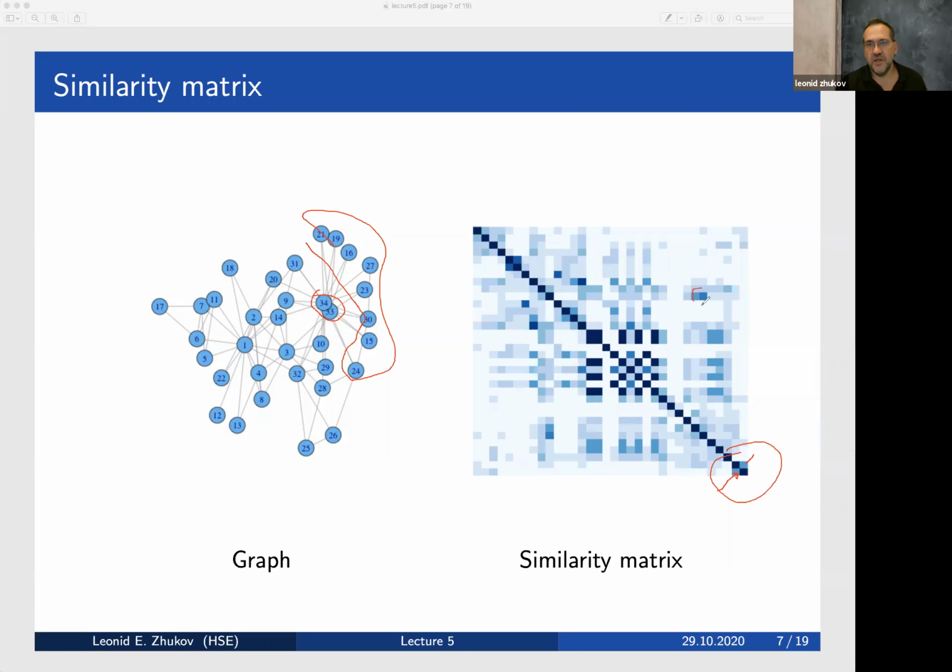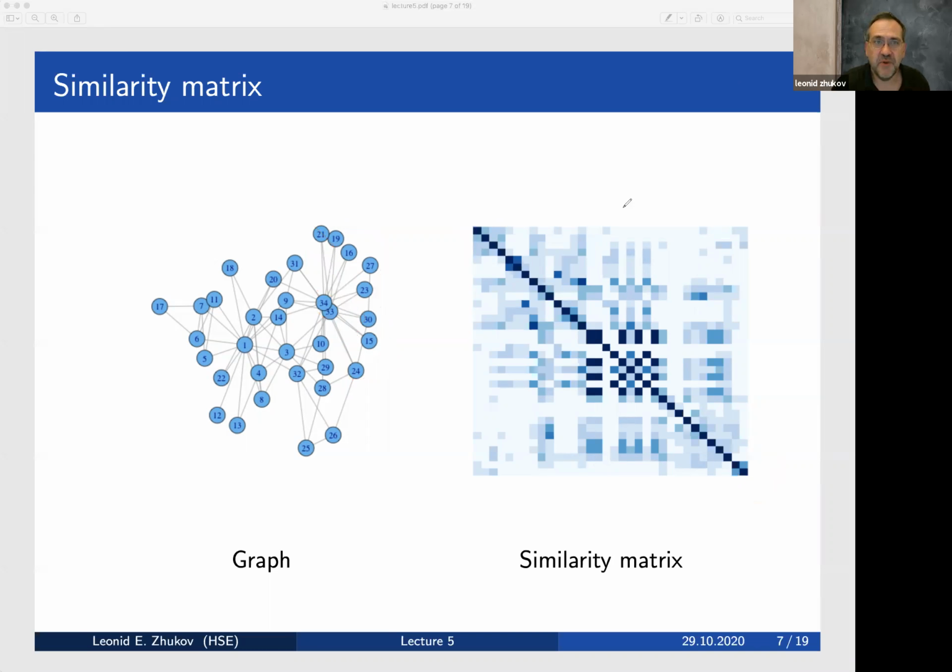Pretty much every element that is darker off the diagonal means that these two nodes are quite similar structurally. I didn't put the node numbering here, but it's obviously 1, 2, 3, 4, and so on. Okay, does this make sense? It's a very simple concept, but it's actually very powerful.